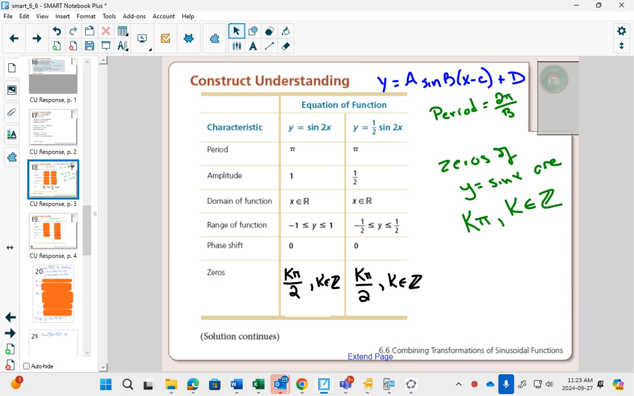Can we use range like square? Yes, you could do it like that as well. So yeah, it's the same as this one. The 2 still affects your zeros, so we still have the divide by 2, but we don't have the half.